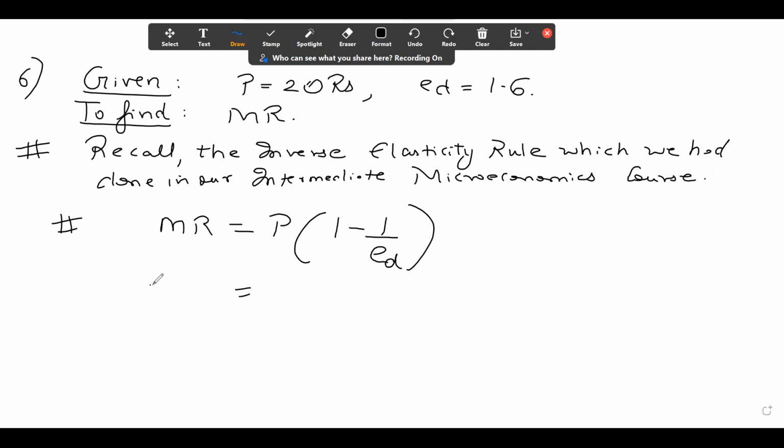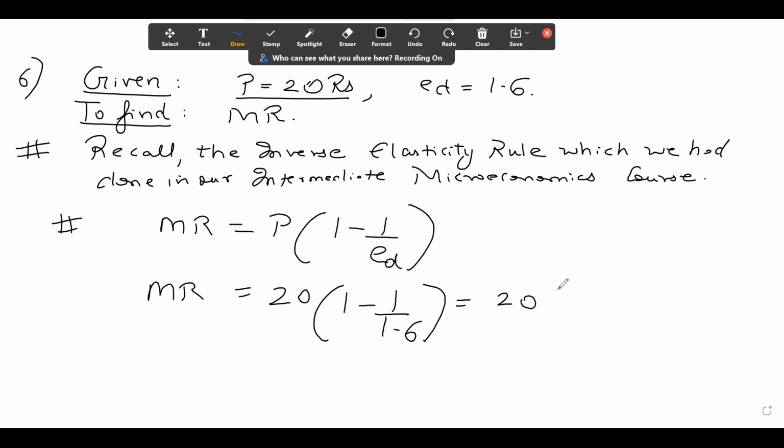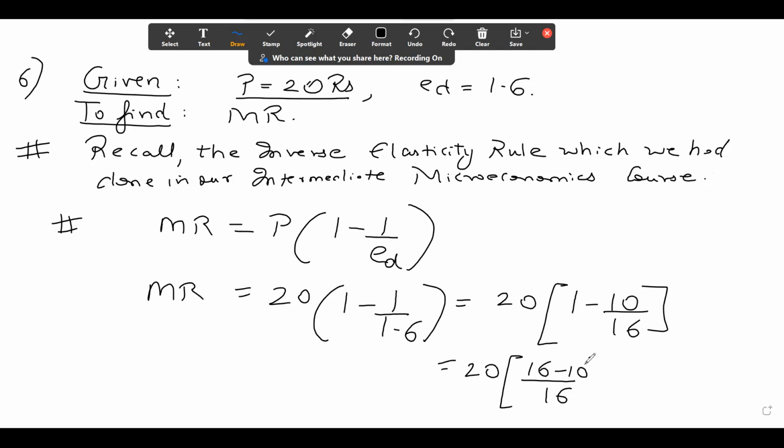Now what is price? 20. What is elasticity of demand? 1.6. So this is going to be 20 times 1 minus, I can write this as 10 by 16. I can take the LCM as 16. I get 16 minus 10 in the numerator. This makes it 20 into 6 by 16. And this is 2 3s are, 2 8s are, 4 2s are, 4 5s are. So this comes out as 15 by 2.